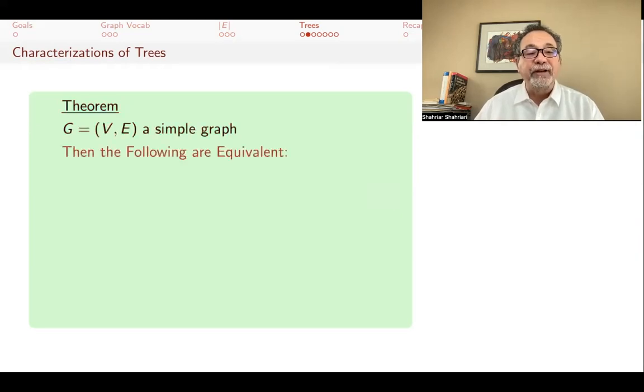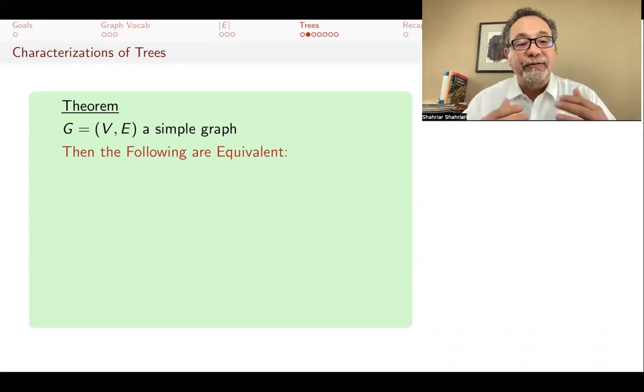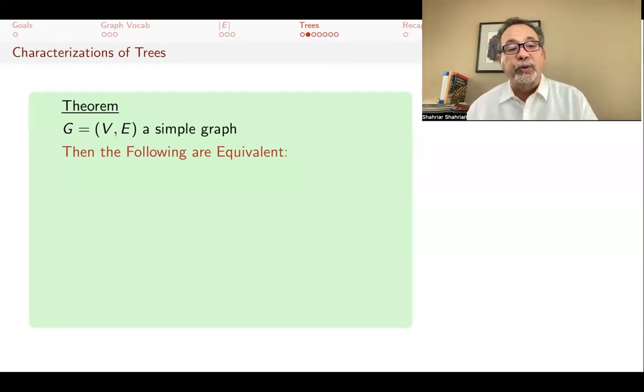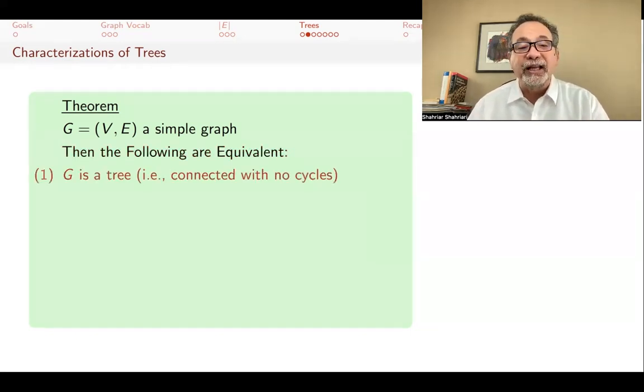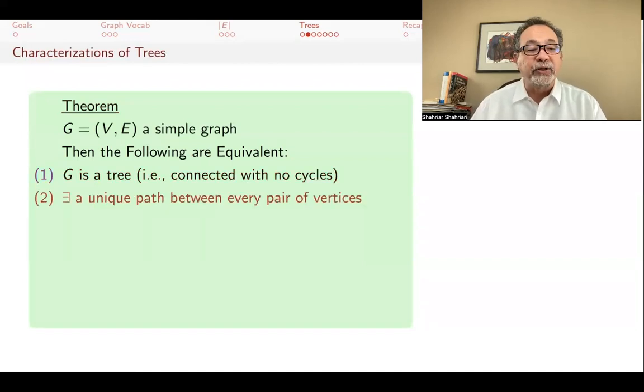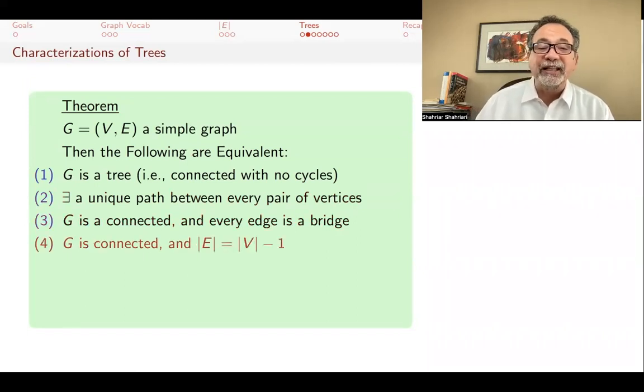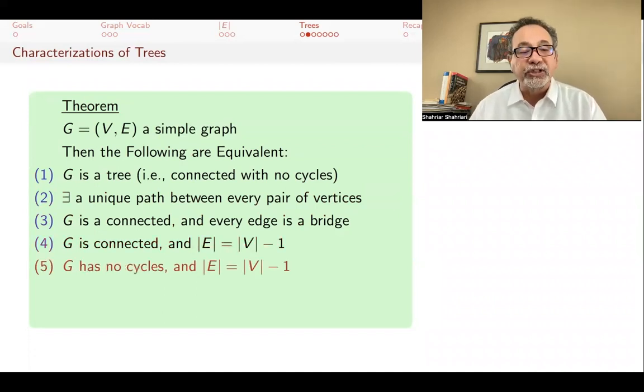So now we're dealing with our main theorem, the theorem that this lecture is about, that if you have a simple graph, then the following are equivalent. Now, it's important to understand that I'm not saying that the following things are true or false. All I'm saying is that if any one of them is true, then so are all the other ones. The first one is that G is a tree, that it's a connected graph with no cycles. The second one is that there's a unique path between every pair of vertices. The third one is G is connected and every edge is a bridge. The fourth one is G is connected and the number of edges is 1 less than the number of vertices. The fifth one is G has no cycles and the number of edges is 1 less than the number of vertices.